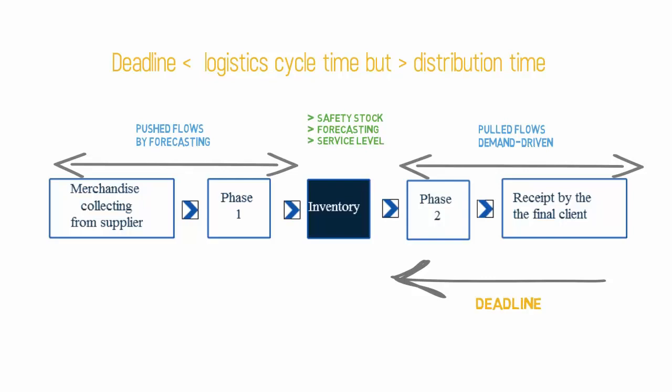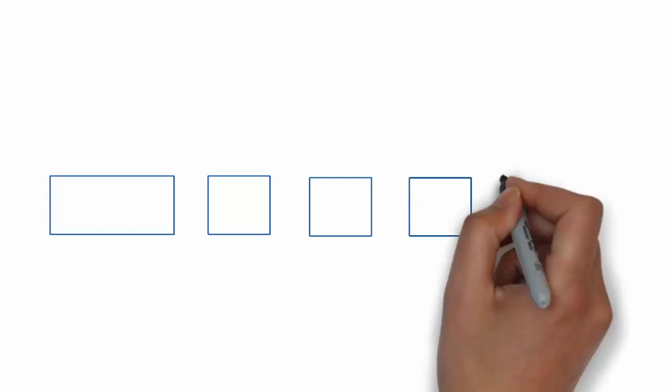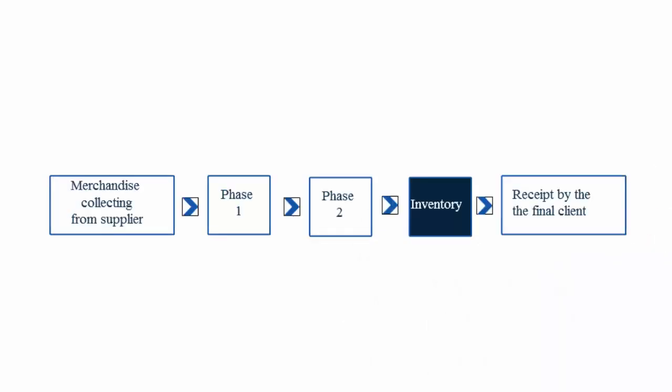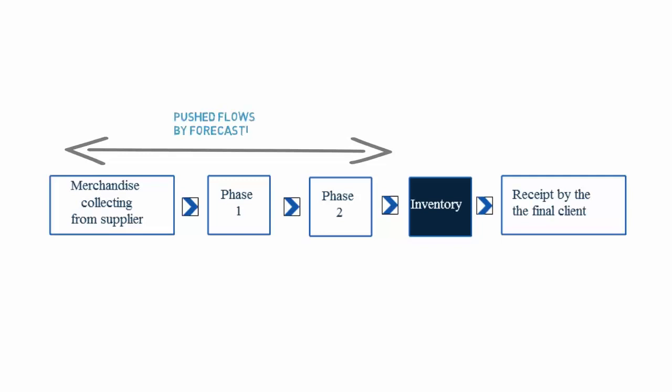The third case is when the deadline is less than the distribution time. In this figure, the existence of stock is imperative. It might be located at a local or regional level with the purpose of shrinking delivery times. All procurement and manufacturing stages are driven by forecasting. Only the final delivery to the client is triggered on demand.